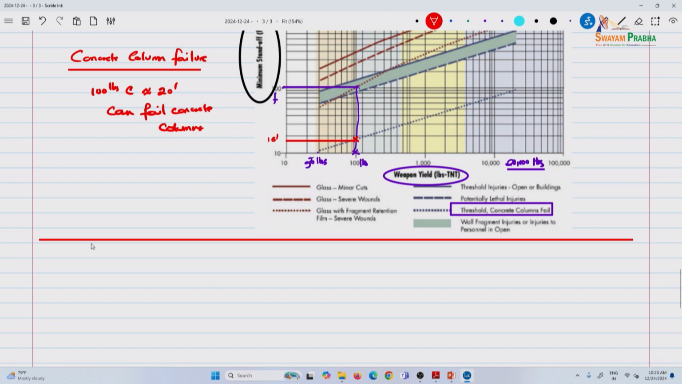Now the second uncertainty we looked at, do you remember what it was? You can cheat, you can go back and see. Blast loading.